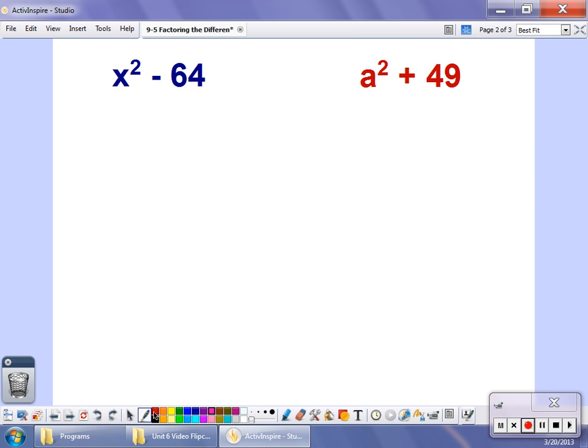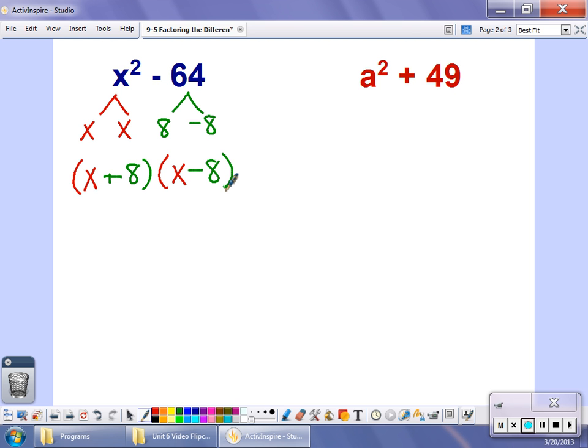Again, what we want to do first is look for the square roots of each term. So this is x times x. Negative 64 is going to be 8 times negative 8. And then to write this out, I'm going to do x, 1x from here, and one of my 8's from here. I'll put my positive 8 here. Then I'm going to take this other x, and I'm going to take my other 8, which is my negative 8, and put them in my parentheses.